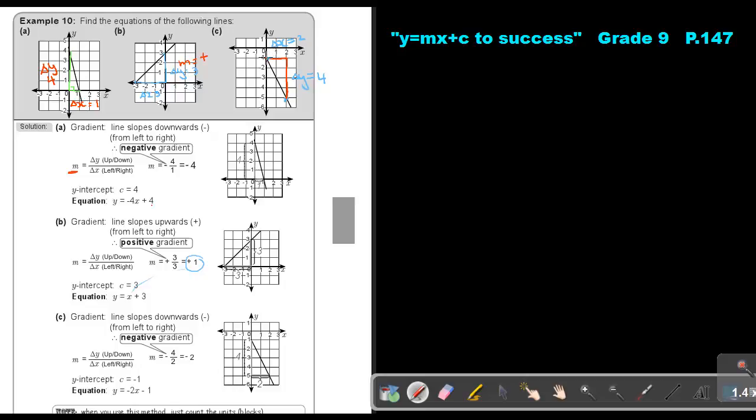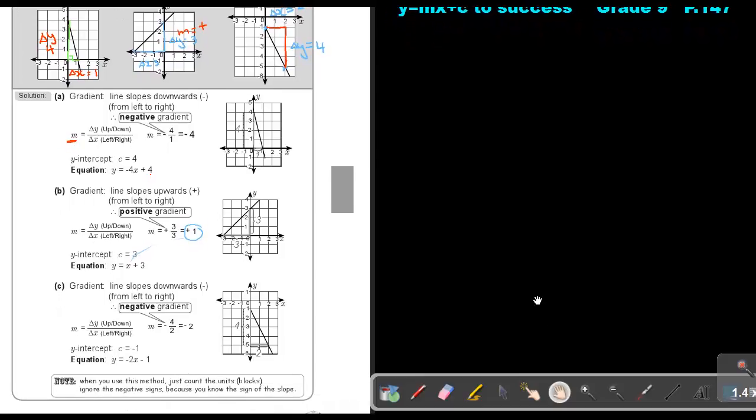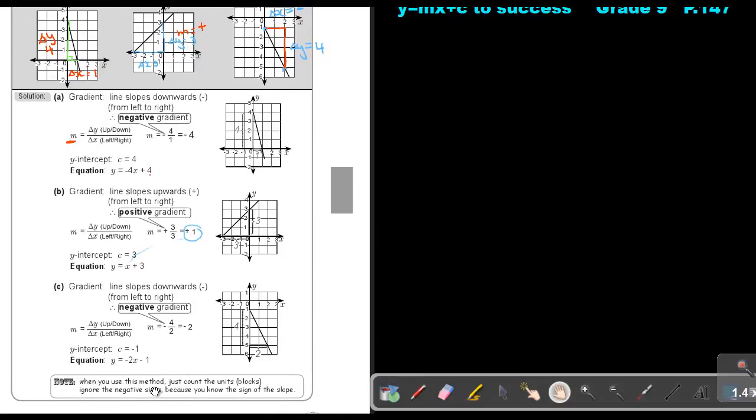And it's cutting my y-axis. Where is it cutting? At negative 1. So what will be the equation? Y equals negative 2x minus 1. Okay, just note when you use this method, just count the units, the blocks. Ignore the negative signs because you know the sign of the slope. For example, in this case, don't count 1, 2, it's negative 3. Just count the blocks, 1, 2, 3, and just write 3 because you already determined the gradient is going to be positive.